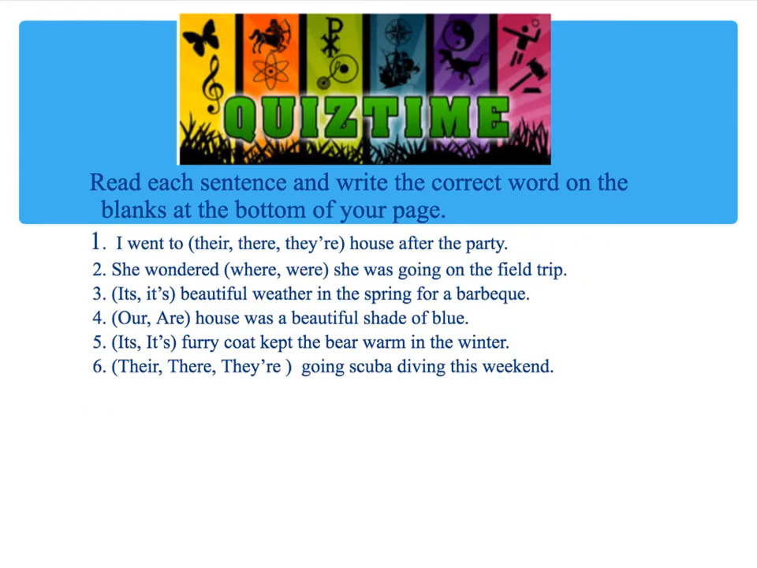Last but not least, we're going to have a little quiz. So I'm going to read each sentence and you write on the line below which correct form of the word it is. I went to their house after the party. Is it there, or their? She wondered where she was going on the field trip. Is it where, or is it were? It's beautiful weather in the spring for a barbecue. Is it its, or is it it's?